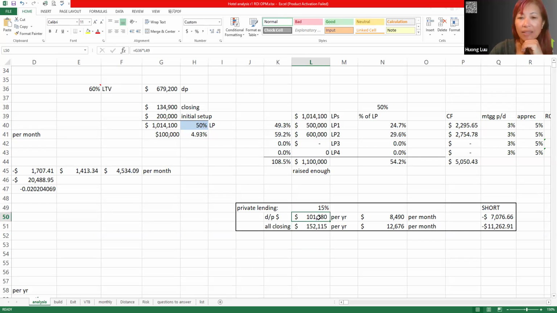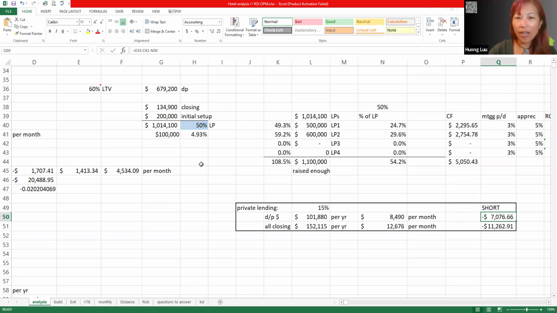So that means that based on the down payment of this amount here, I would be paying about $102,000 per year in just interest payments. Private lending, the way I'm running this, is with interest only payments. So that means it's 8,500 a month that I would have to pay in interest only payments to just cover the down payment portion. So that means I would actually be out of pocket $7,000 a month.